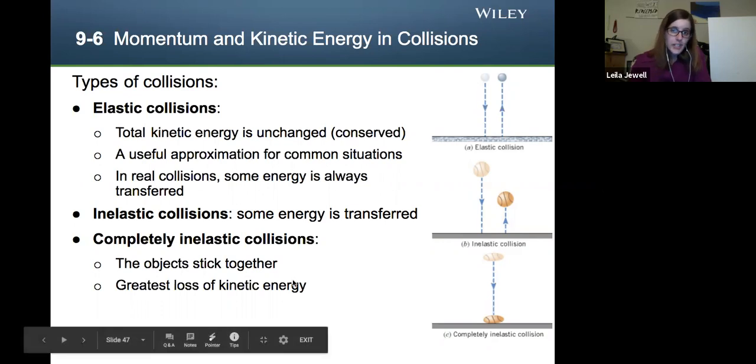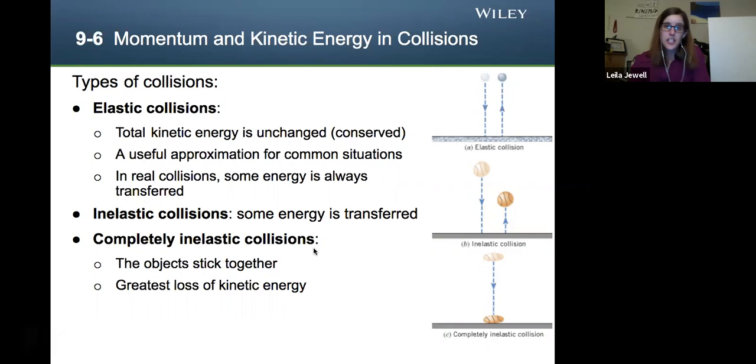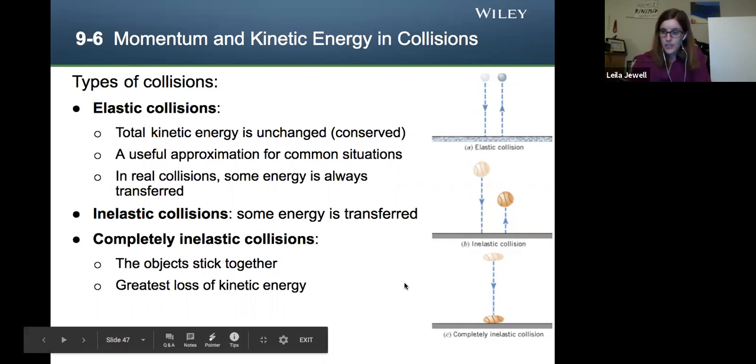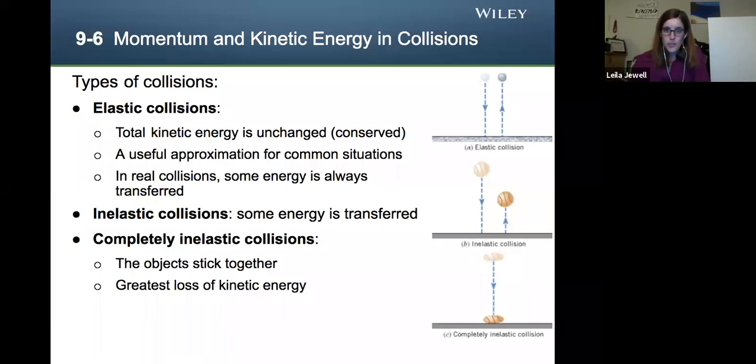Then within inelastic collisions, we have completely inelastic collisions where the objects stick together. This is the greatest loss of kinetic energy. So kinetic energy is definitely not conserved. And with our basketball example, it would be if you deflated your basketball and dropped it, it's not going to bounce back at all. But it could also just be two cars crash together and then they slide together as one object.